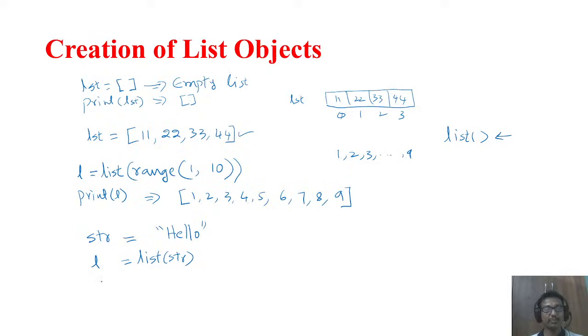When you print this l, how would it be printed? This list function converts each character into an element in the list. Each character now becomes an element: H is one element, E is another element, L is another element, L is another element, and O is another element. Each becomes an element inside the list. So you can access these individually like 0, 1, 2, 3.